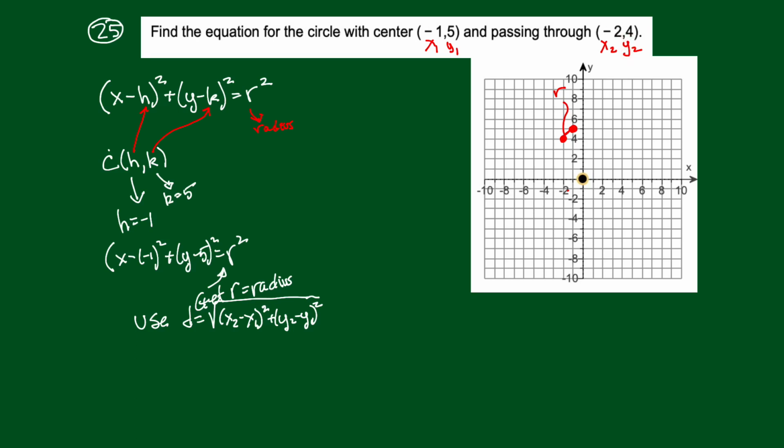Let's substitute. In our formula, d is equal to the square root of x2 minus x1. Second x, which is -2, minus the first x, -1, squared. So let's be sure: second x minus first x. The second x is -2, and then the minus sign, the first x, negative 1. Now, plus, do it for the y's: y2 minus y1. The second y is 4 minus the first y, 5. I'm going to square that.